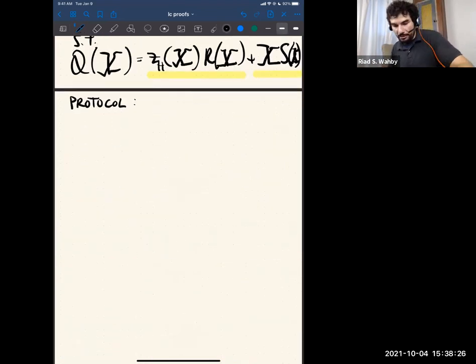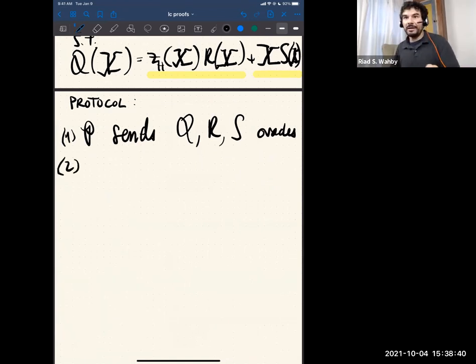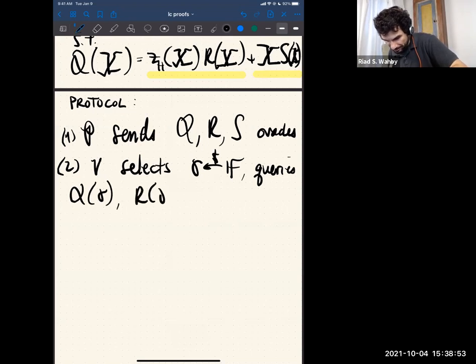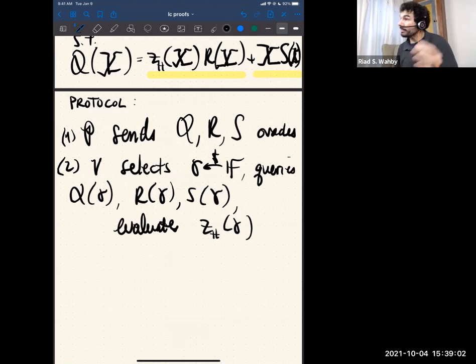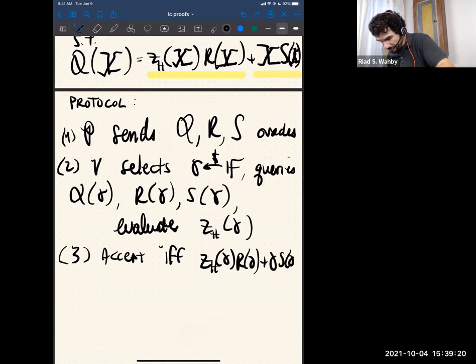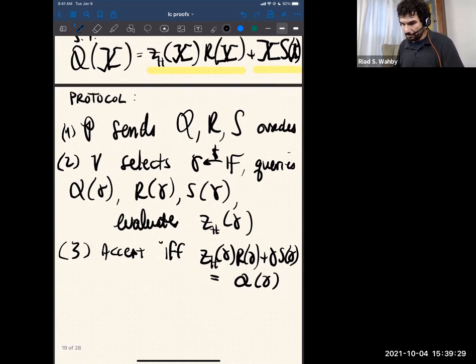So our protocol will be: the prover sends oracles to Q, R, and S. And then the verifier selects a challenge, gamma, from the field and queries Q at gamma, R at gamma, and S at gamma, and then evaluates the vanishing polynomial also at gamma, which remember, that's easy, that's cheap, and then accepts just if the equation holds, right? C sub H of gamma times R of gamma plus gamma times S of gamma equals Q of gamma. Okay, so this is our protocol for the univariate sum check.